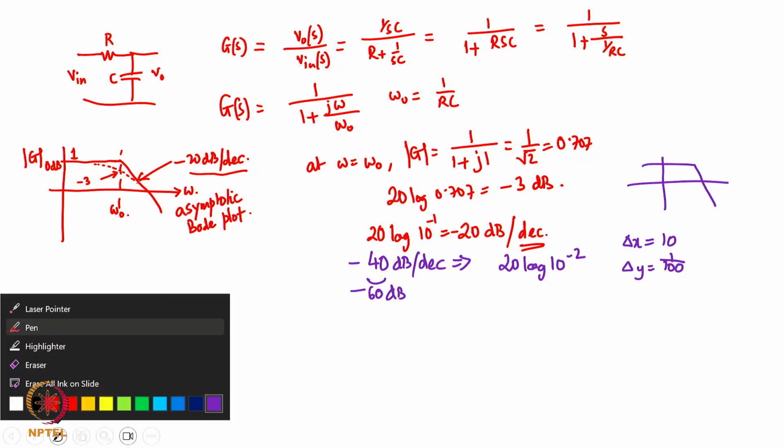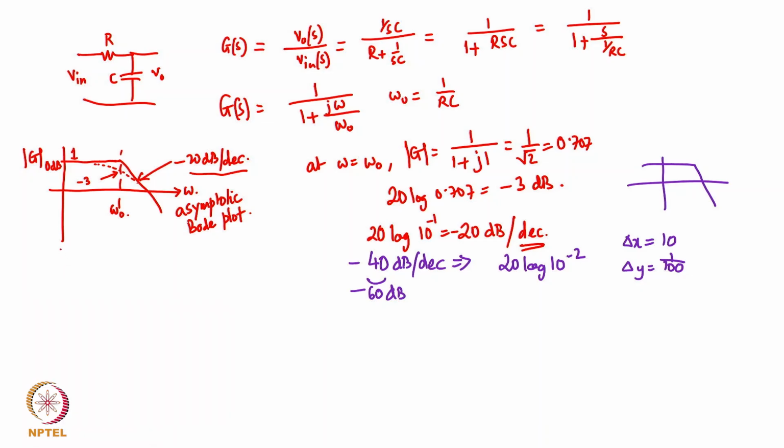So this is what the Bode plot means. In a similar way, you can also draw the angle plot or the phase plot of this one. And how will it look? So you can see from this equation that the angle of G(s) will be the angle of this 1 by 1 plus j omega by omega 0. So what is the angle of this one?